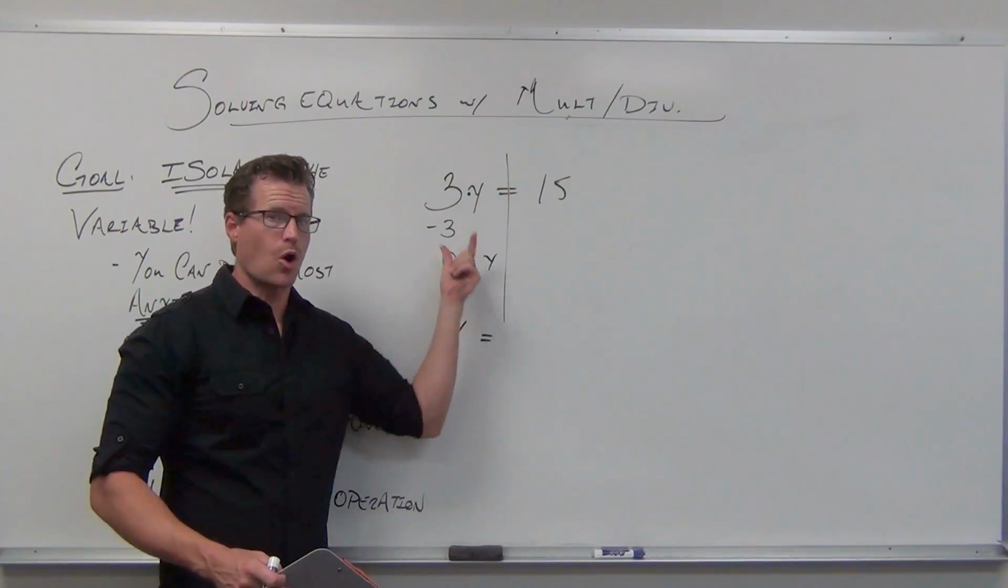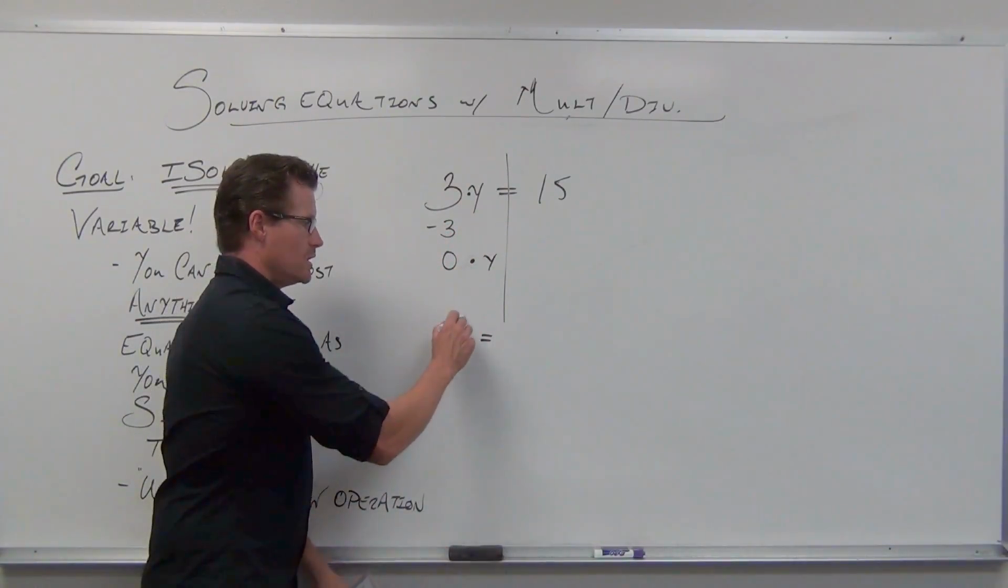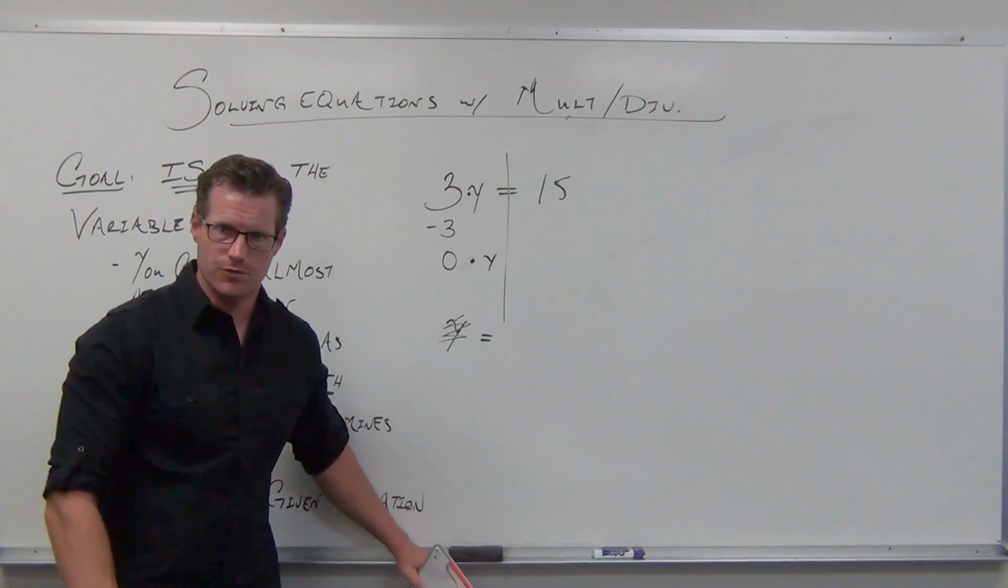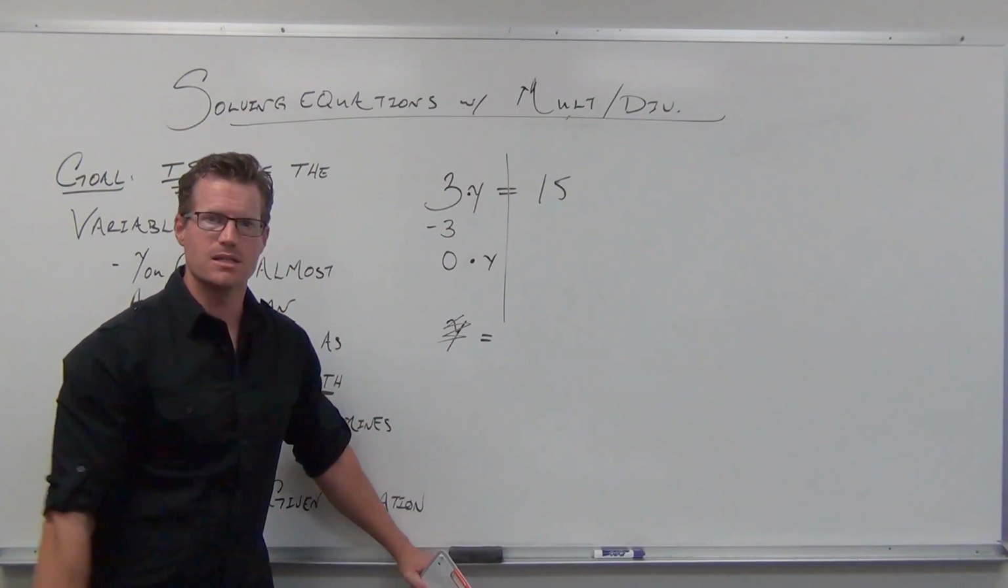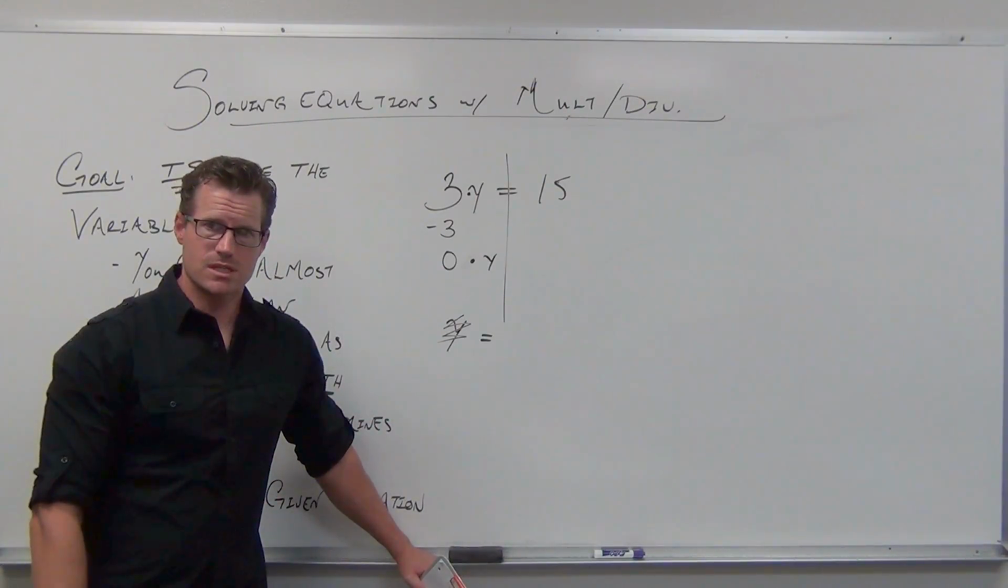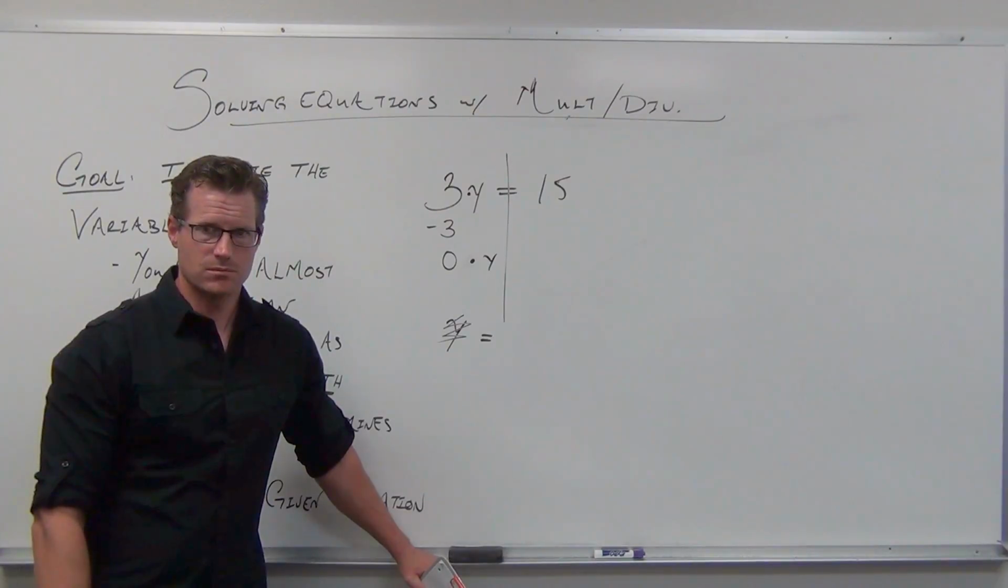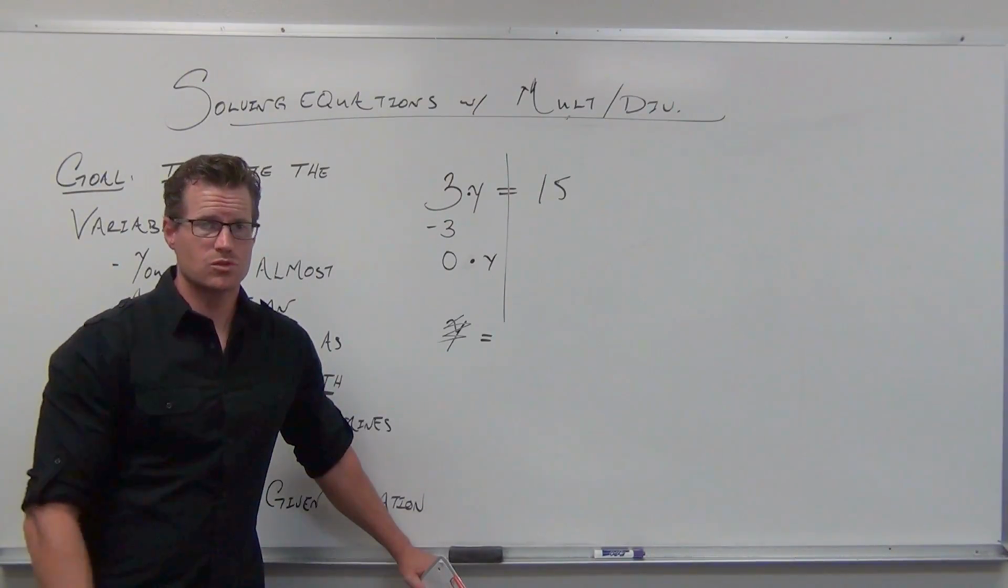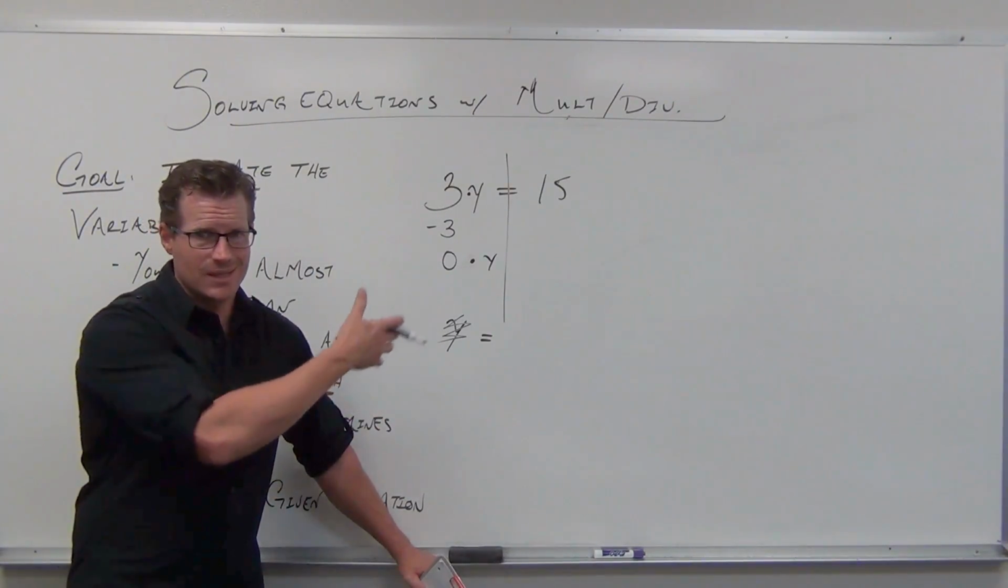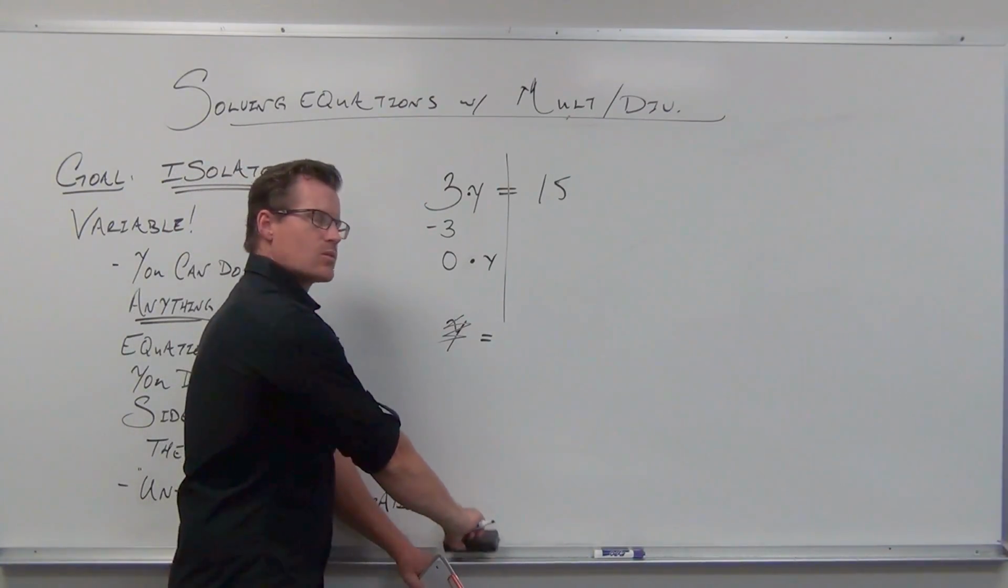But wait a minute, if you're always going to get 0, you'll never ever be able to end with your variable. You'd get 0 on both sides of your equation, and every single problem would end with 0 equals 0. That's true, but it's true because it's wrong. We're using the wrong technique here. That's why we can't subtract.